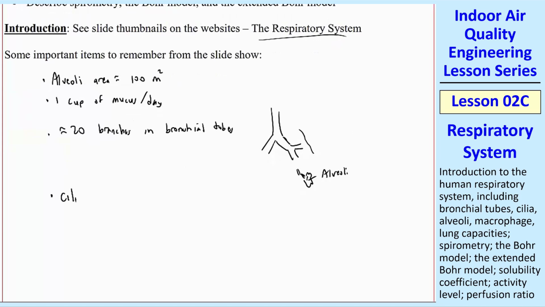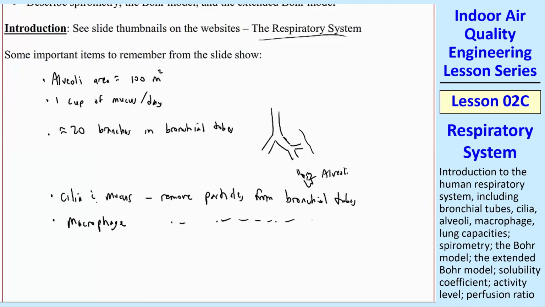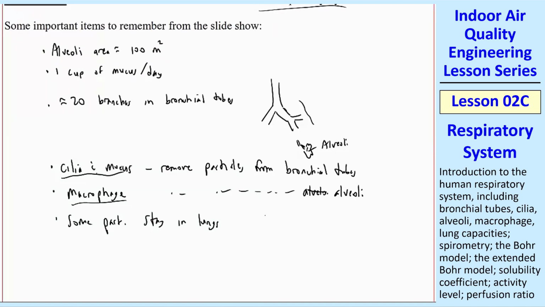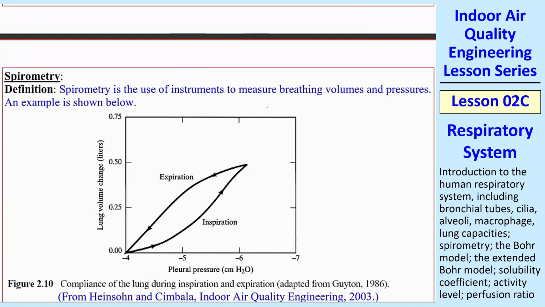Remember that the cilia, those are hairs, and the mucus work together. The mucus traps particles, and then the cilia beat and push those particles out. So mucus and cilia remove particles from the bronchial tubes, whereas you need macrophage, these white blood cells, to remove particles from the alveoli. Some particles stay in your lungs for your life. Cilia and mucus can't remove them, and the macrophage can't remove them, so things like cigarette tar stay in your lungs. Let's look at something called spirometry.